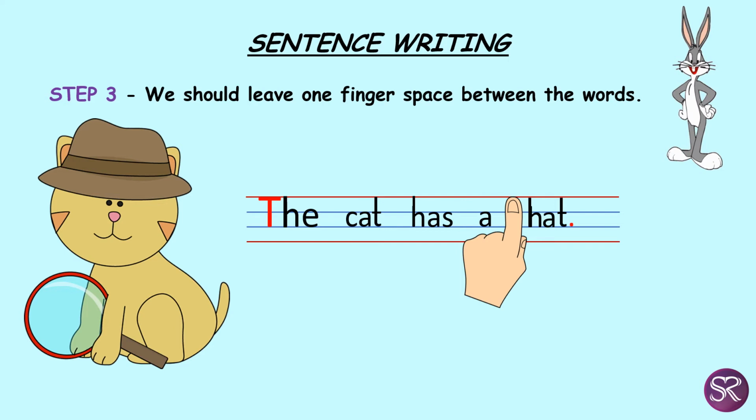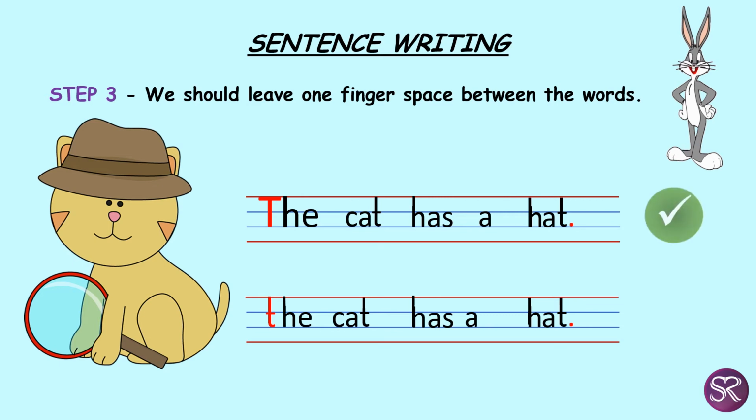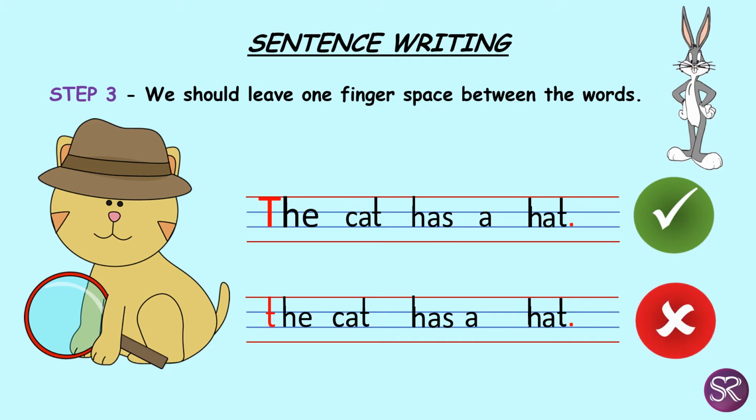Let's see the wrong formation also. Look at the second sentence. See here, this is a wrong formation. What is the first step we have learned? The beginning of a sentence, the first letter should be a capital letter. Is T a capital here? No. And there is no equal spacing between the words also. So this is a wrong way of writing a sentence. The first one is the correct way and the second one is the wrong way.